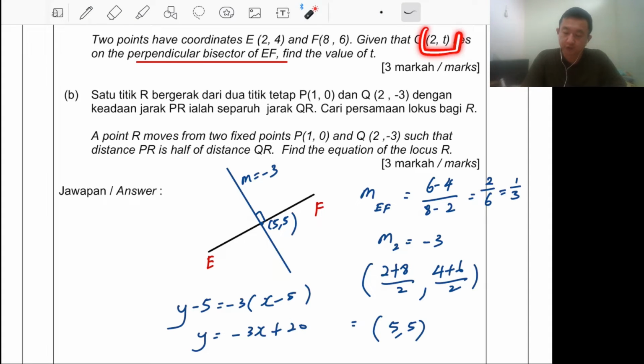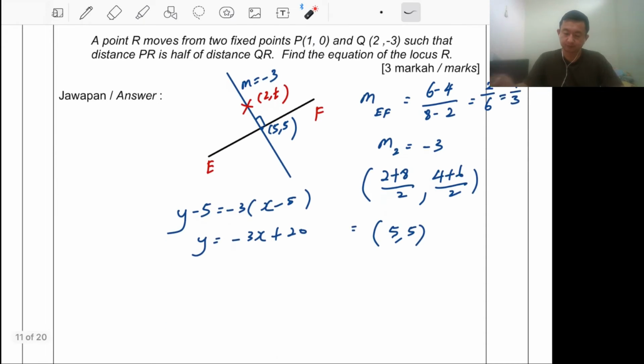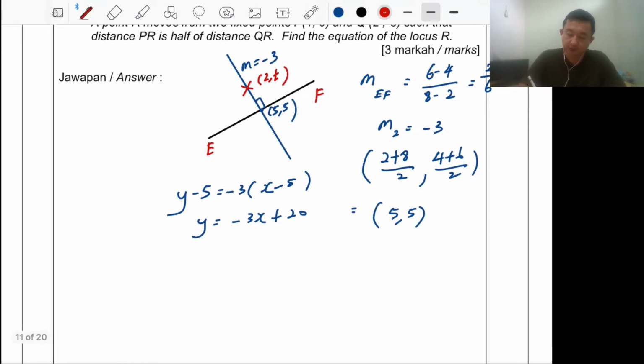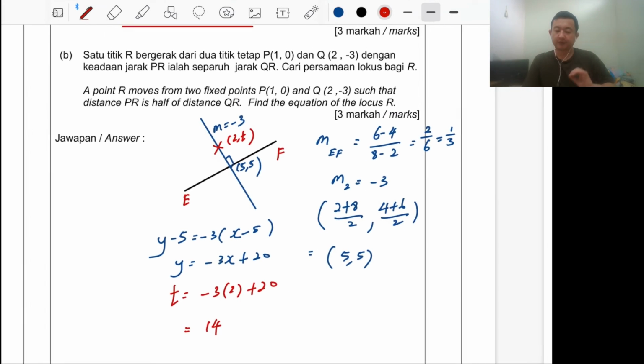If this point (2, t) lies along this line, meaning it could be anywhere on this, I could sub in the values into this equation for x and y to find the value of t. So I put t here and put 2 for x. Find the value of t. So t should be 40. Okay, so that is for A.